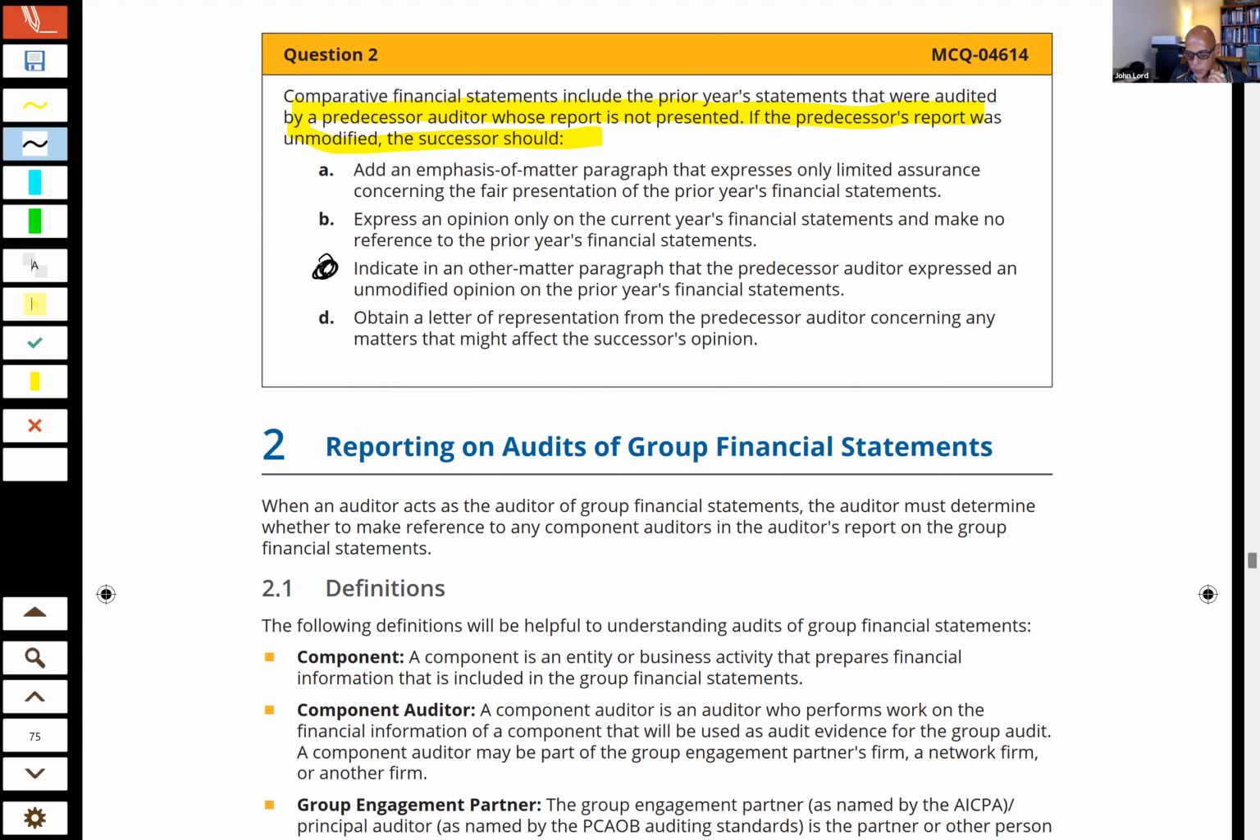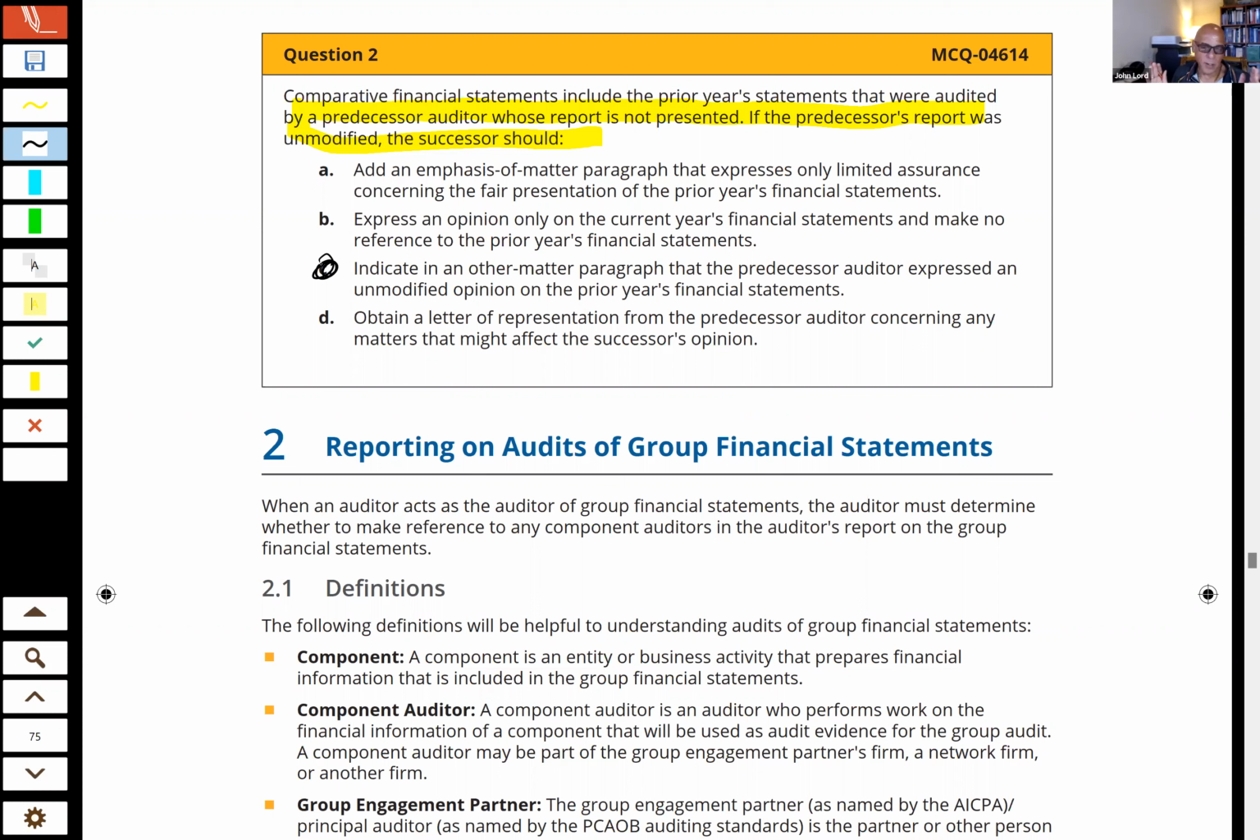Now, you take a look, and then they talk about D that some of us picked. Obtain a letter of representation from the predecessor auditor concerning any matters that might affect the successor's opinion. The predecessor is going to say to me, hello, you were here auditing this year. Why do I have to give you a letter? You should be in position to have done the work that would be necessary to give you any concerns about the previous year's financial statements. If you're scared about them, redo the audit from the previous year, but don't expect me to give you assurances. I'm not even there anymore.